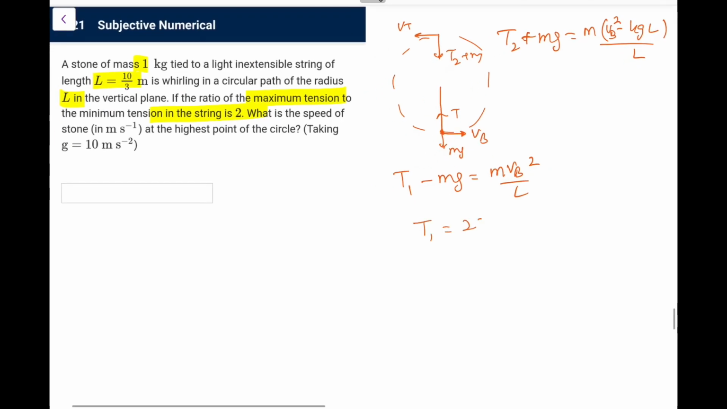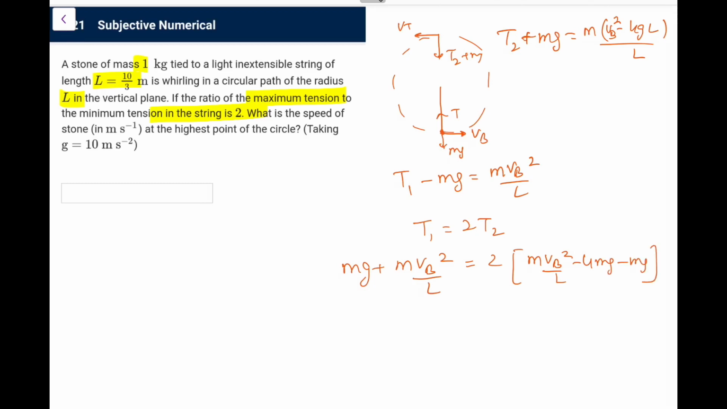So what we have, T1 is twice of T2, so just equate. So mg plus m vb square by L, or better, we have solved for v bottom, but better would be to go for v highest point. That would be 2 times m vb square by L minus 4mg minus mg, that we can write. So now this is 2 m vb square by L, minus 10 mg, this is mg plus m vb square by L. So what you have, m vb square by L, if you simplify, is 11 mg.